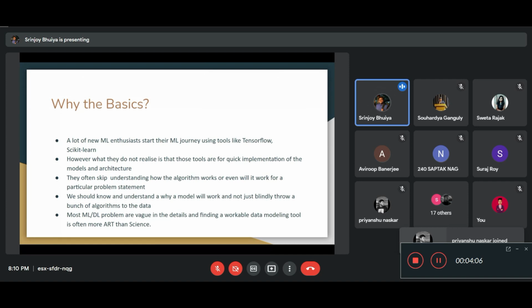How many of you all have some prerequisite knowledge about ML? Can you all just speak up or raise your hands or something? Okay, so there's one there.